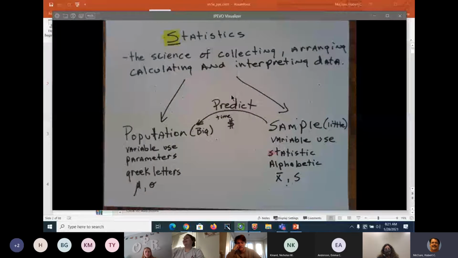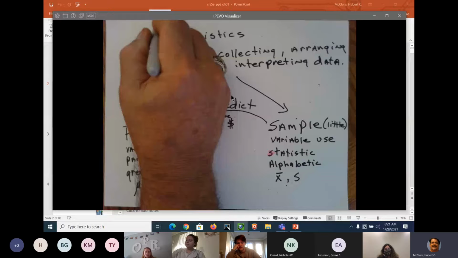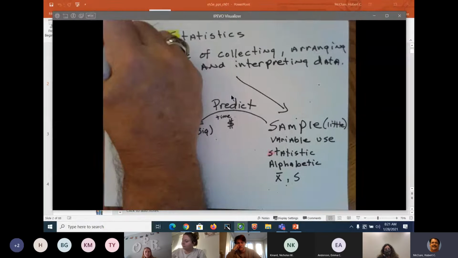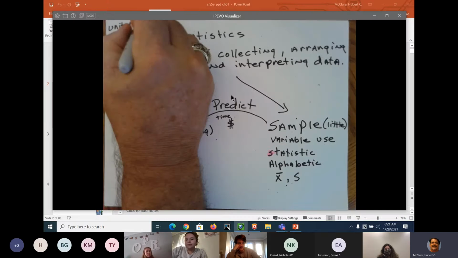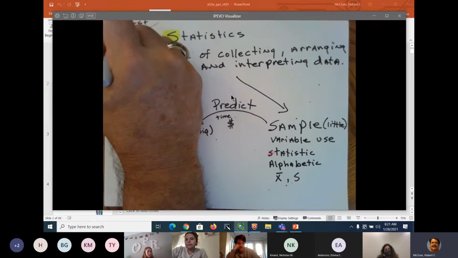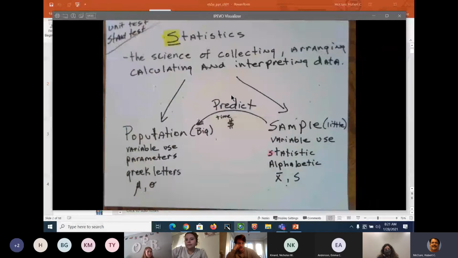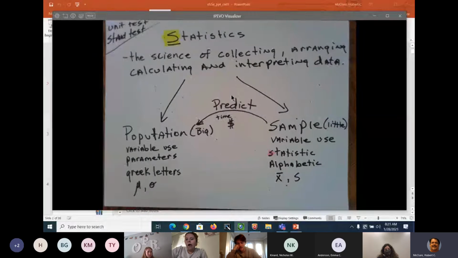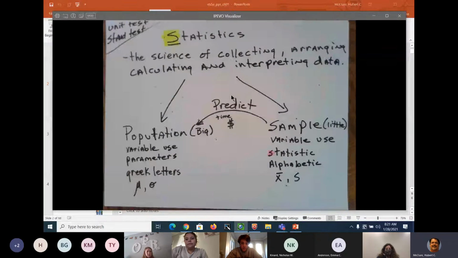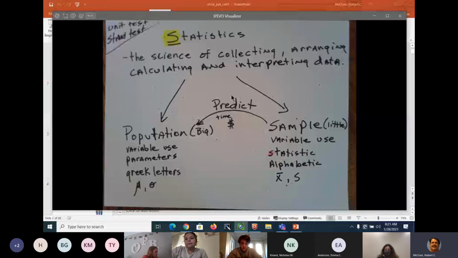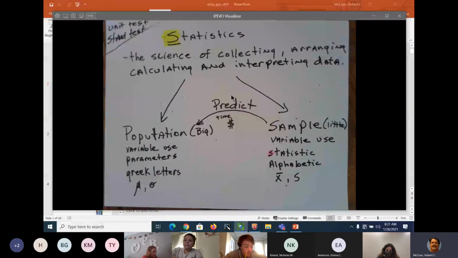So also, there's two kinds of tests. There's unit tests and there's standardized tests. I usually tell you what's on both. And I'm going to tell you right now, all of this material right here is going to be on both my unit test and any standardized test you take, whether it is an SAT, an ACT, or a GRE, or a TEAS test, it's going to be on there.